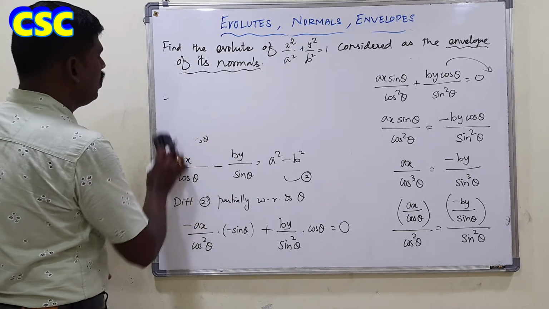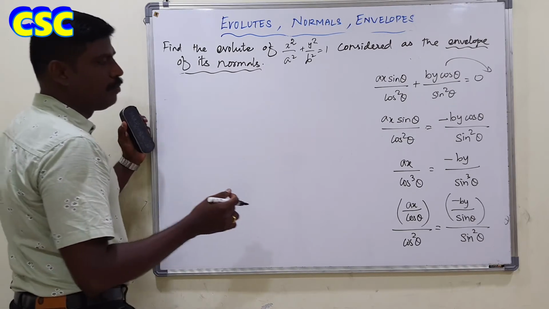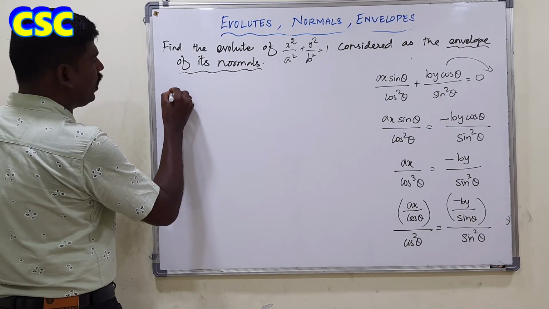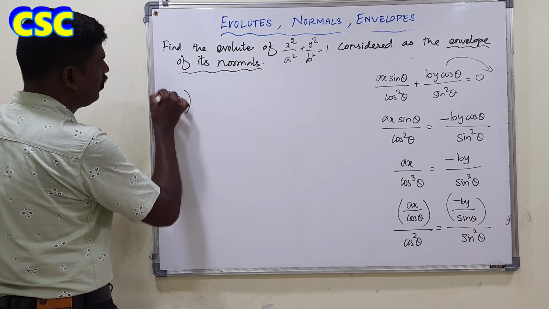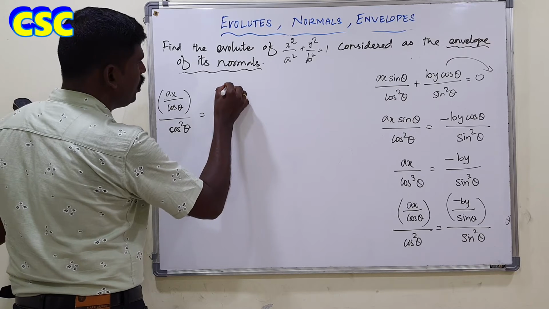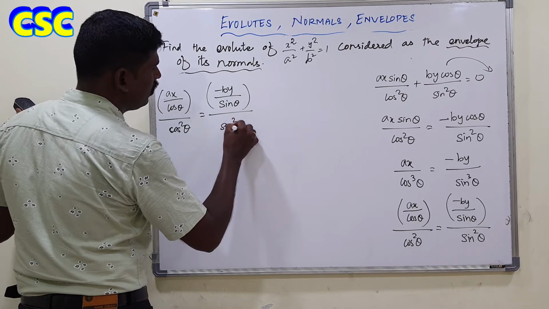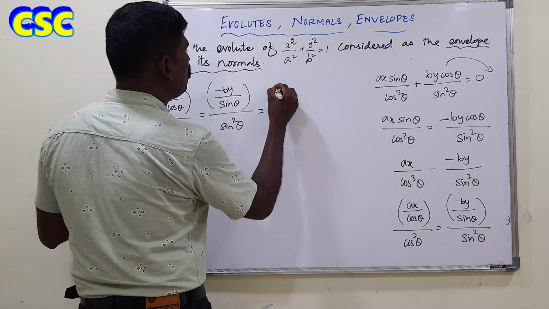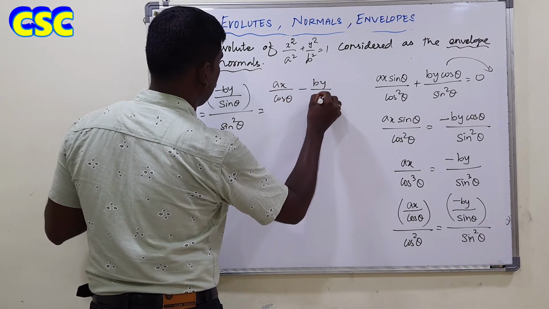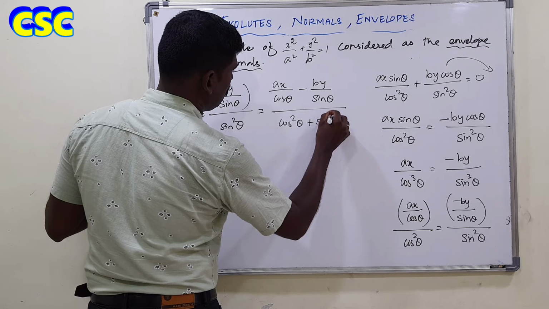Now I am going to apply componendo and dividendo between these two ratios, right? What is the meaning of componendo and dividendo? Adding the numerator with the numerator, and same like that the denominator with the denominator. So this equation becomes ax by cos theta by cos square theta equals minus by by sin theta by sin square theta equals, adding both, ax by cos theta minus by by sin theta divided by cos square theta plus sin square theta.